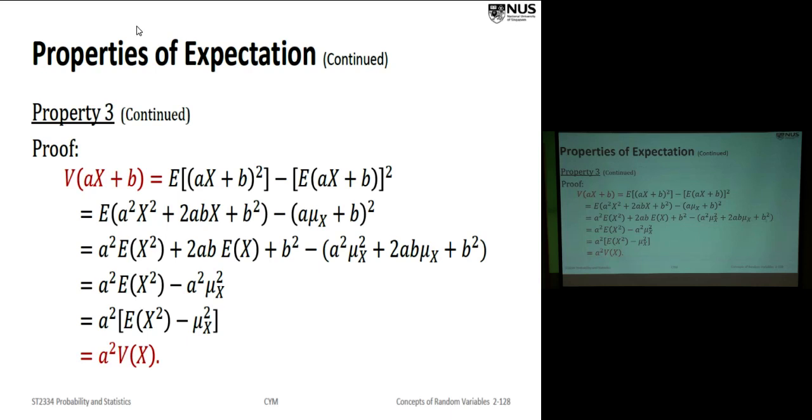Okay, so we're almost there, because you can see instantly these b² will cancel. This one is 2ab times μ_x, and I have 2ab times μ_x with a minus here, so this one cancels. So I'm left with a² times the expectation of x² minus a²μ_x². I can take out the factor a², and I get a² times the expected value of x² minus μ_x², and that thing is the variance. So I get a² times the variance. So basically the constant doesn't make any difference to the variance of this linear combination.